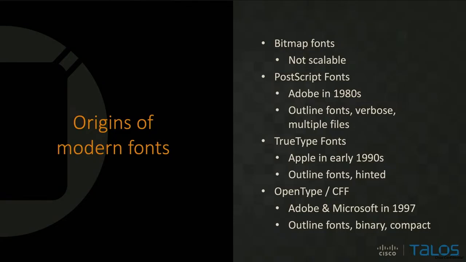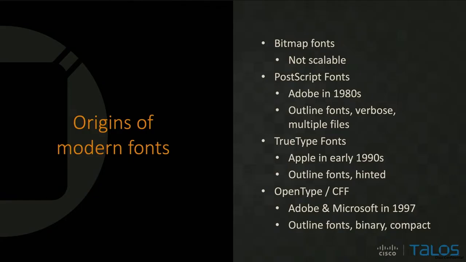Sometime in the mid-'80s, Adobe developed their proprietary technology based on the PostScript language. It was the first implementation of outline fonts, meaning scalable fonts. It was very verbose. Each font was implemented in a couple of files and so on. Similarly, Apple developed their TrueType font technology, which is also outline fonts, hinted fonts. We'll come to that a bit later. And this was in use on their systems in the early '90s. This is a very, very high-level overview of the history.